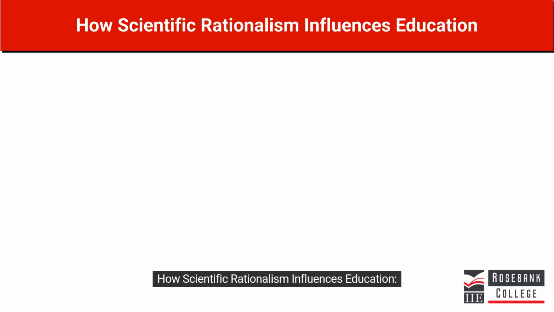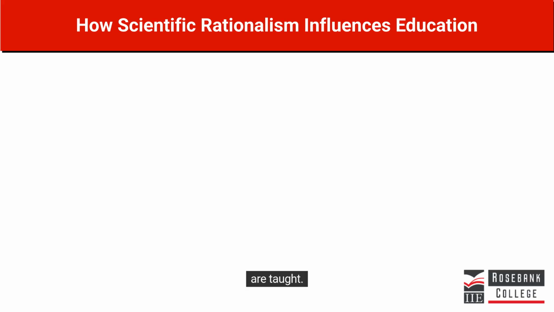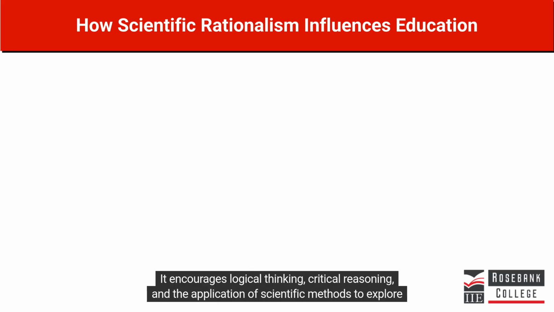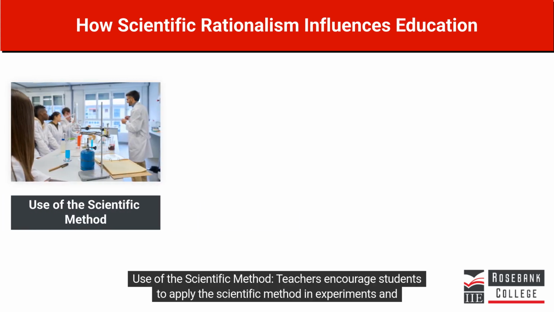How scientific rationalism influences education. In education, scientific rationalism shapes the way subjects like mathematics, science, and philosophy are taught. It encourages logical thinking, critical reasoning, and the application of scientific methods to explore and understand the world. Some key influences include use of the scientific method.